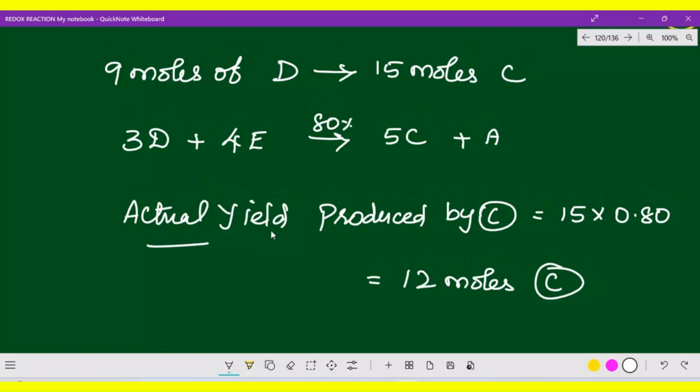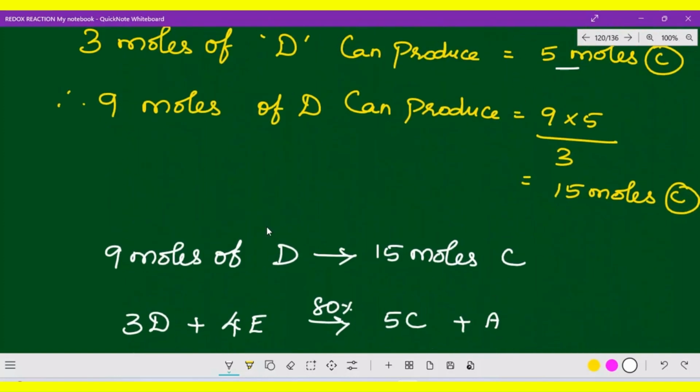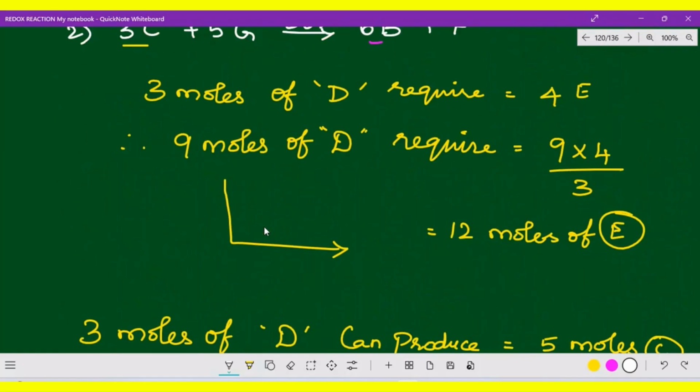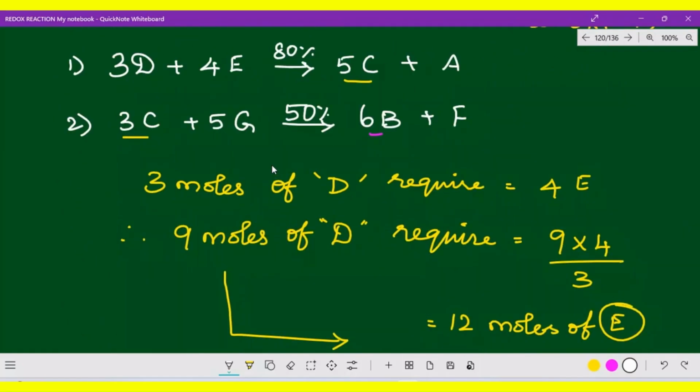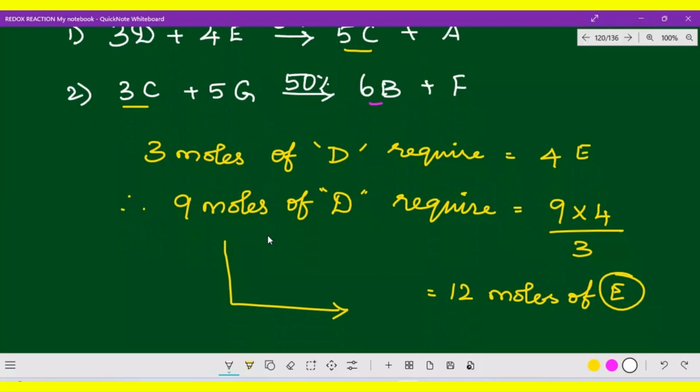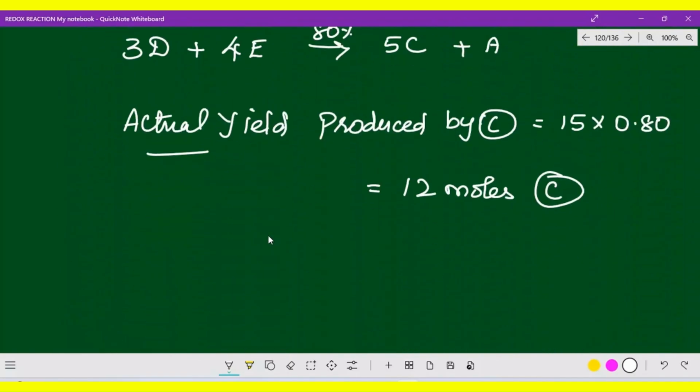But in the equation, how much have they given? 3 moles of C require 5 moles of G, right? So therefore, how many moles of G can 12 moles of C require? I hope you got the clarity. I will write that also.